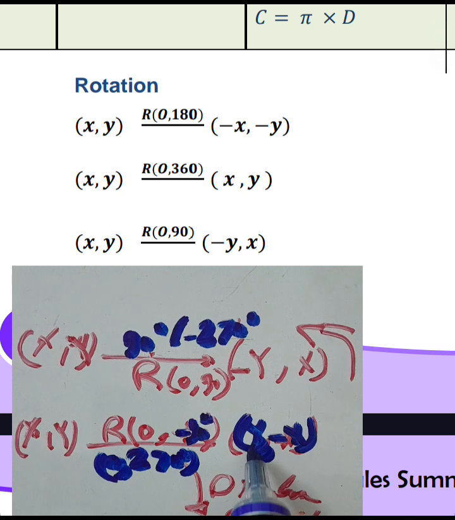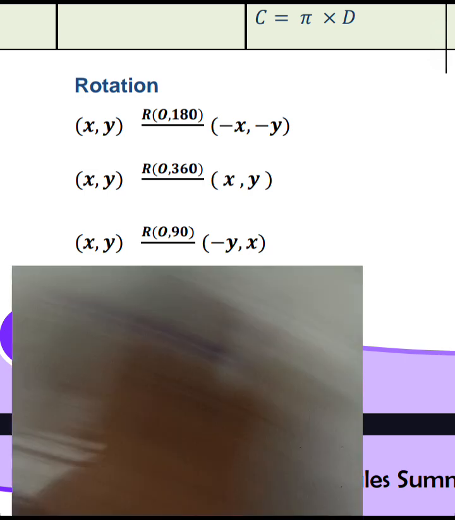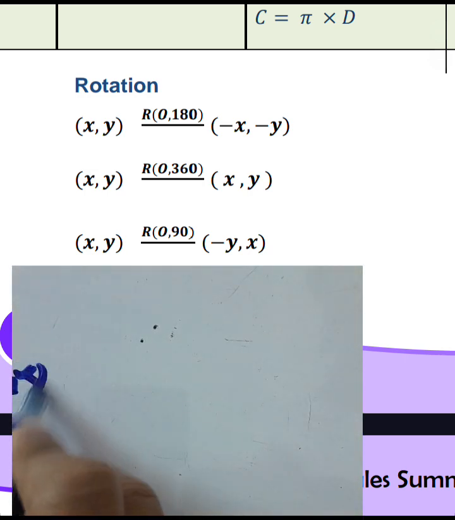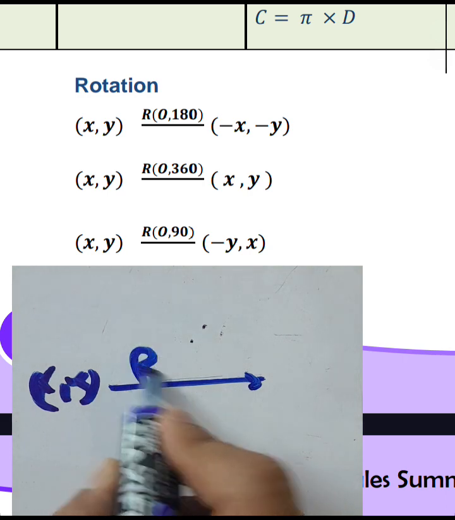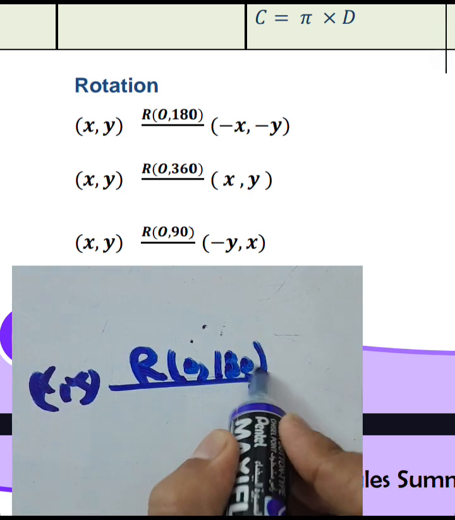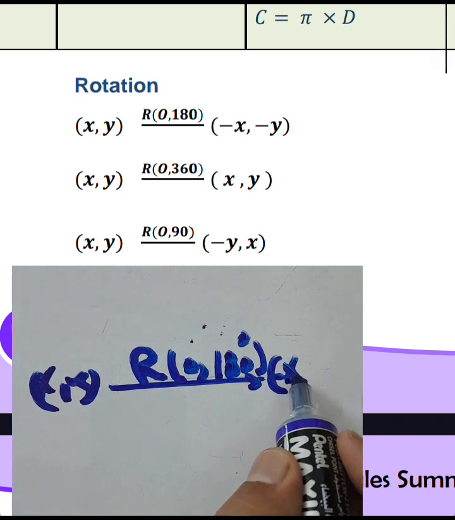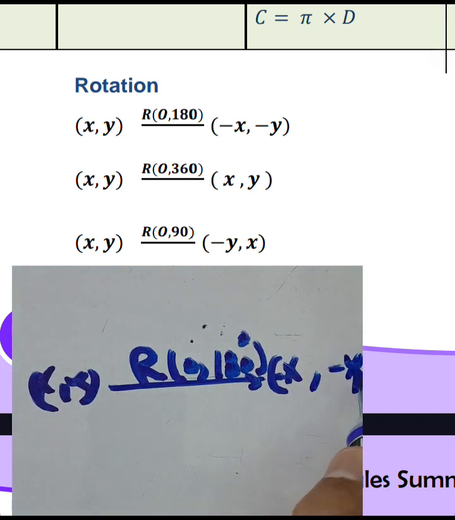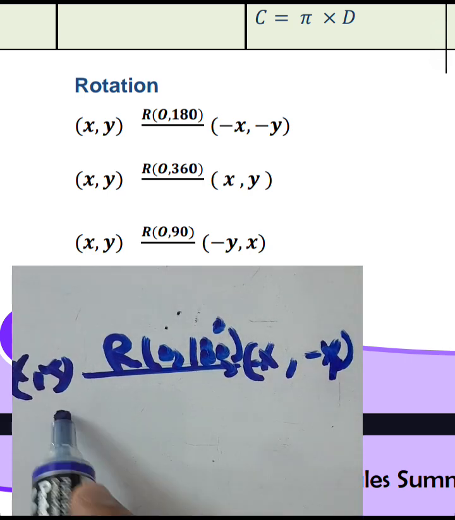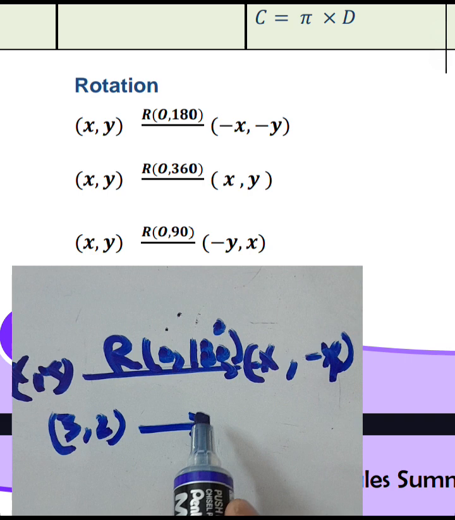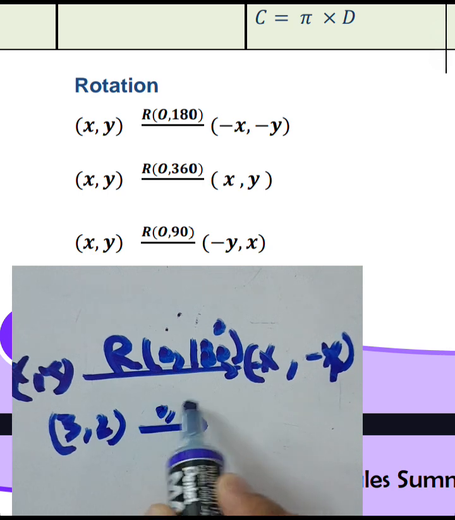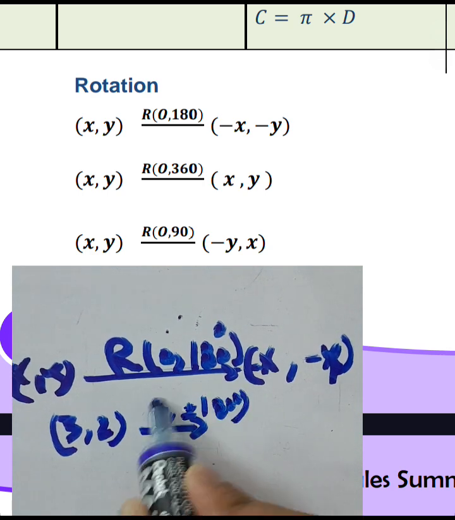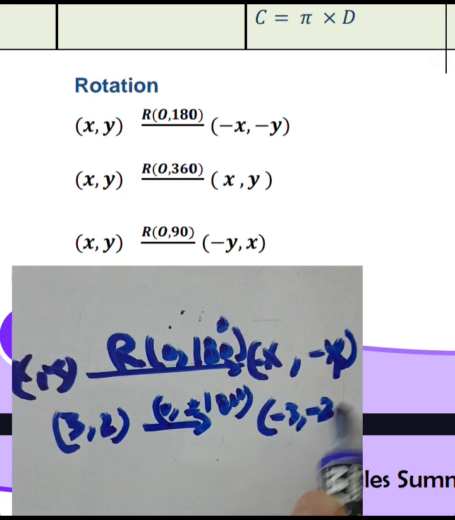(y, negative x). And what about rotation around 0? Rotation around the point 0 by an angle of 180 degrees, you must change the sign of both x and y only, such that for (3, 2) you can find the rotation around 0 by an angle of positive or negative 180 degrees. You must change the two signs only.